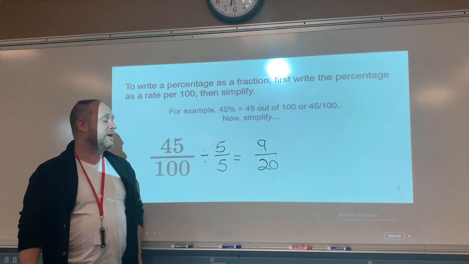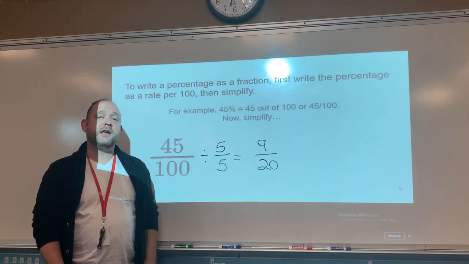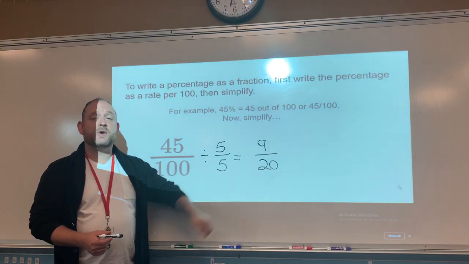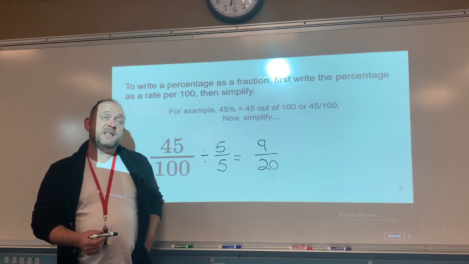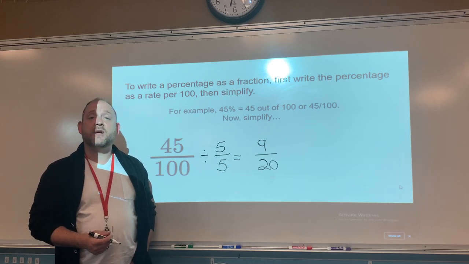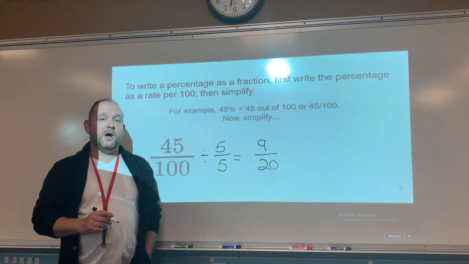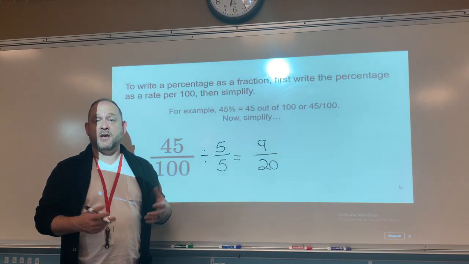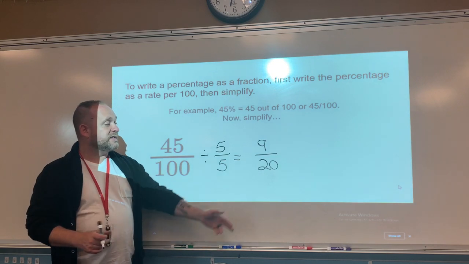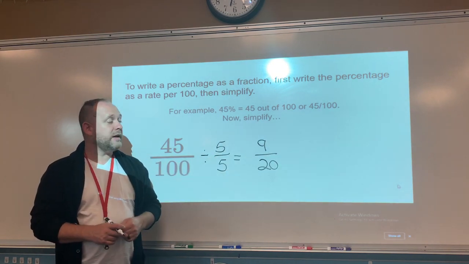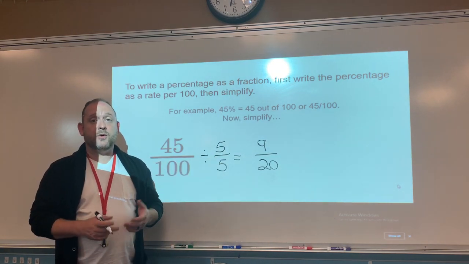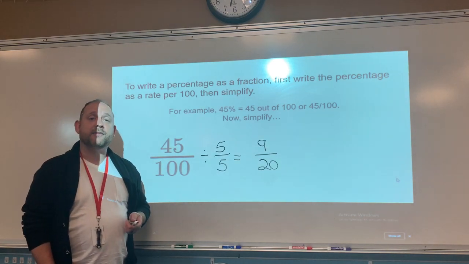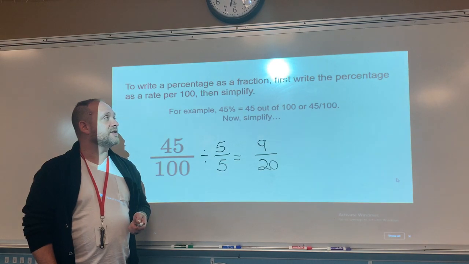I happen to know because I know the only factors of 9 are 1, 9, and 3. My factors of 20 are 1, 2, 5, and 4, and none of those numbers overlap besides 1, and if I divide each number by 1, I get the same thing, so that doesn't help me out at all. Since I don't have any common factors to divide by, my number is in lowest terms. That's all you have to do to simplify out a percentage as a fraction.